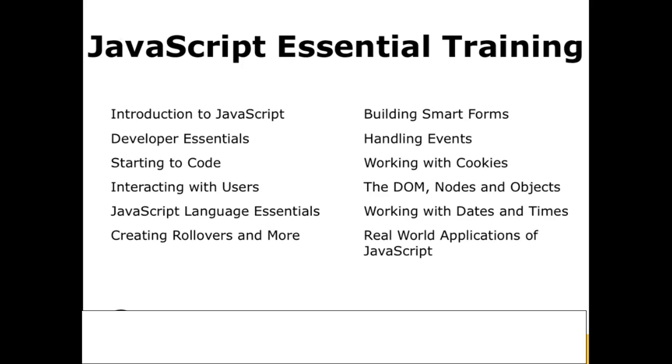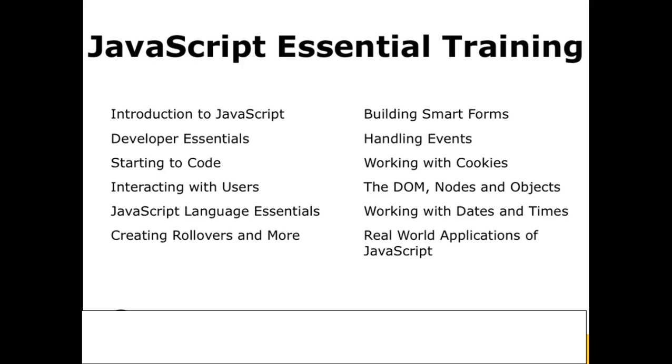Creating rollovers and more talks about both images and user interface techniques. Building smart forms is about how to make your forms responsive and make users happy. Handling events goes into detail about the various events that JavaScript can handle because that's a common way of interacting with users. Working with cookies shows you how to take the little bit of writing that JavaScript can do and help use it to personalize your site for visitors.